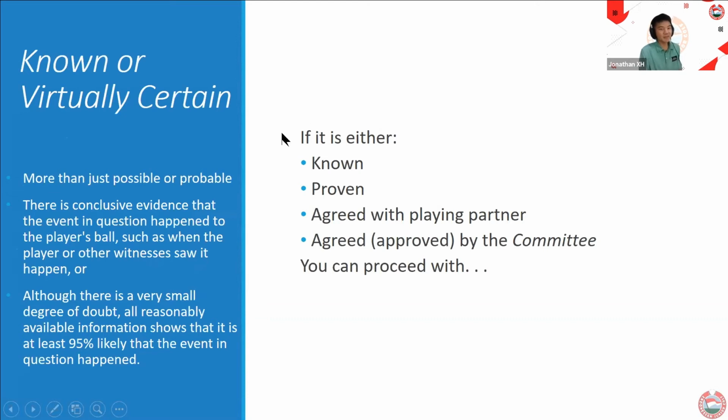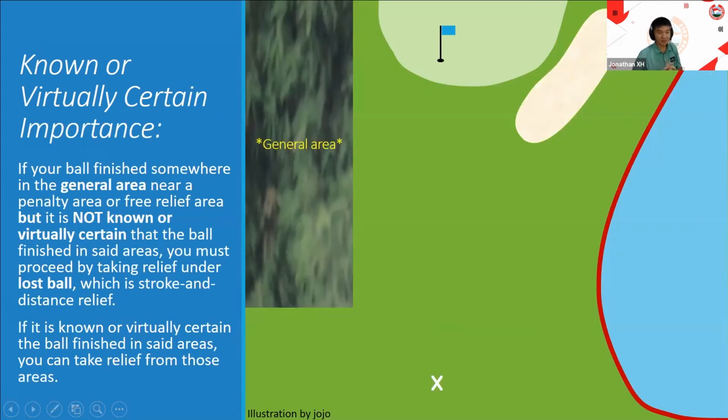Now, we're not supposed to simplify rules, but for the case of this webinar, I will simplify it a little bit. If something is known, can be proven, agreed with the playing partner, or approved by the committee, like what Ben Leong did with the chief referee, you can proceed with whatever. That is the known or virtually certain's simplified version. But please, you have to read the actual definition if we're doing an actual tournament. Now, this is a very important phrase, known or virtually certain, because I will demonstrate the importance here.